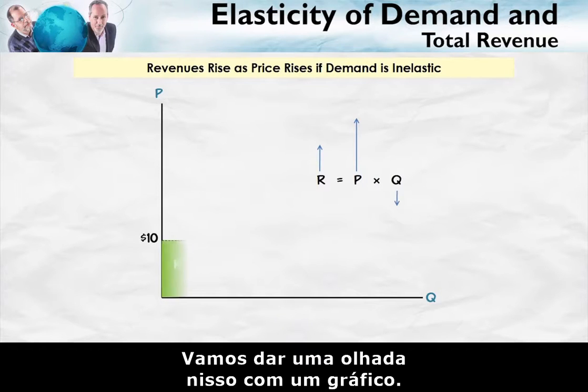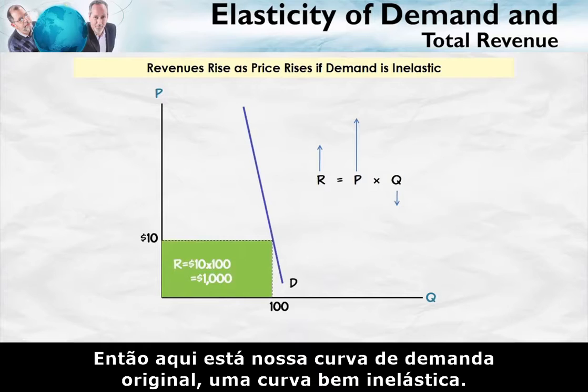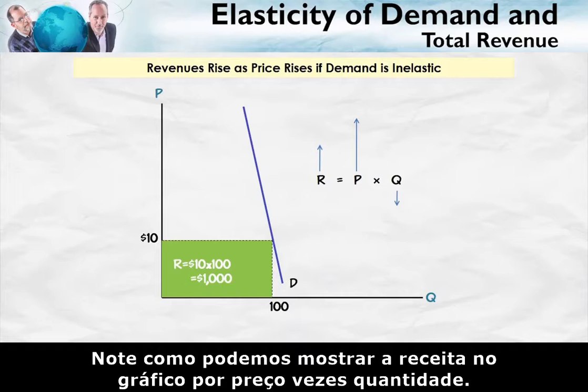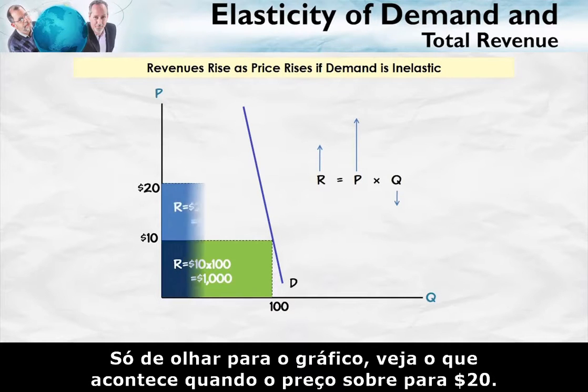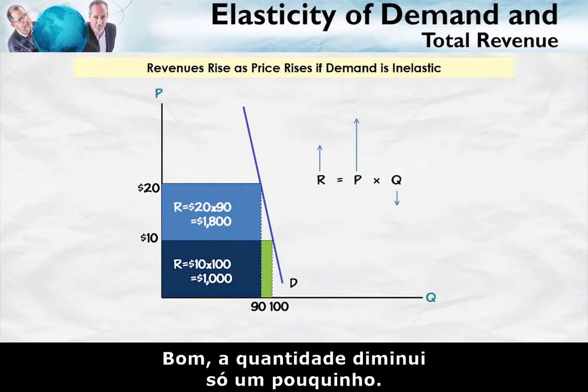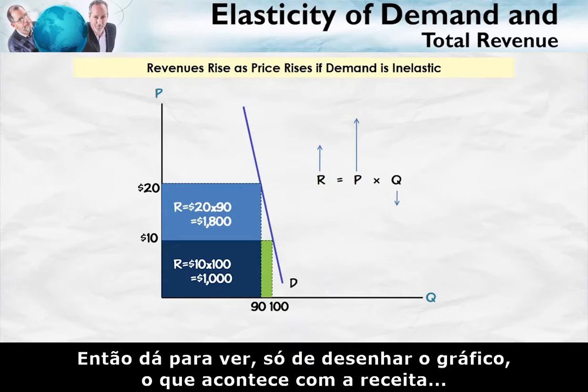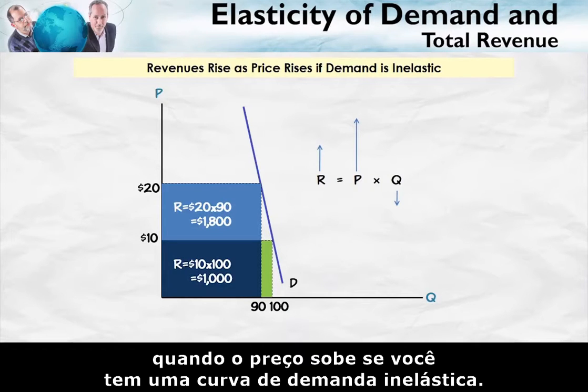Let's take a look at this with a graph. So here's our initial demand curve, a very inelastic demand curve. At a price of $10, the quantity demanded is 100 units, so revenue is 1,000. Notice that we can show revenue in the graph by price times quantity. Now, just looking at the graph, look at what happens when the price goes up to 20. The quantity demanded goes down by just a little bit, in this case to 90, but revenues go up to 1,800. So you can just see by sketching the little graph what happens to revenues when price goes up when you have an inelastic demand curve.